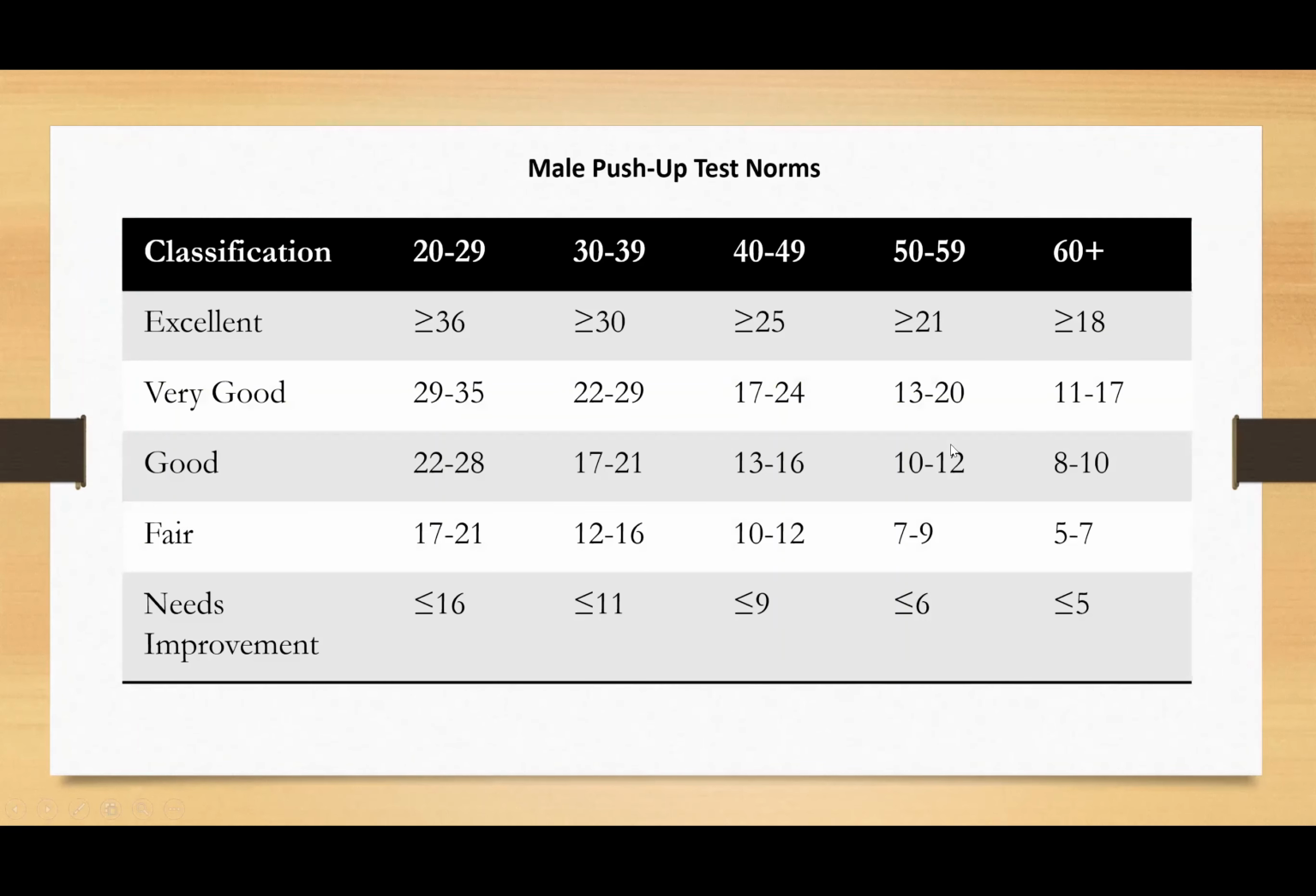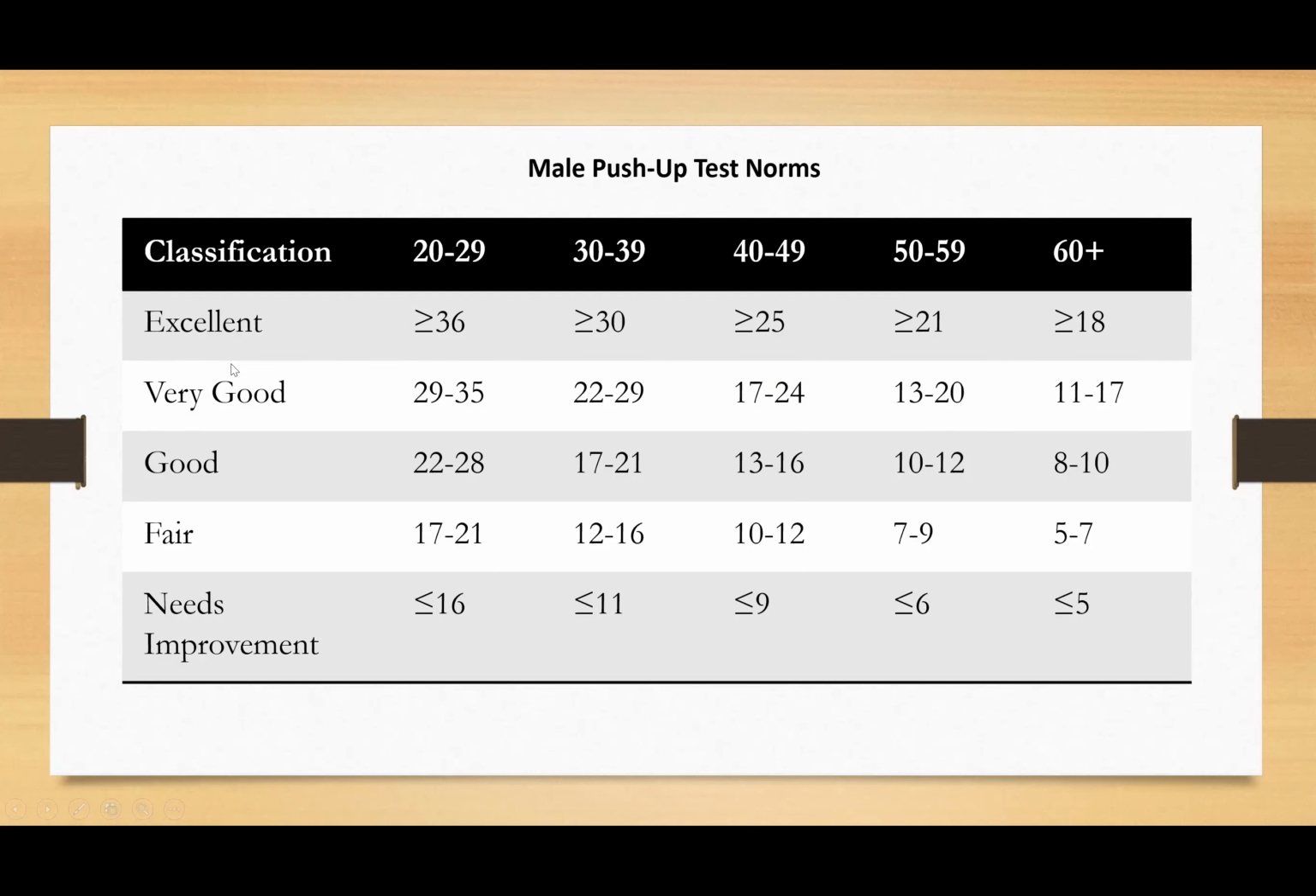And then here we have the charts for classifications for how many push-ups you are able to do for the push-up test. This first chart is for males, so you can see at the top it is separated based on age range, and then after you'll look down and see however many reps you got, that's what classification you're in. So let's say you're 52, you fall between the 50 and 59 category, and you get 14 push-ups. You fall between the 13 and 20 range, so your classification is very good.